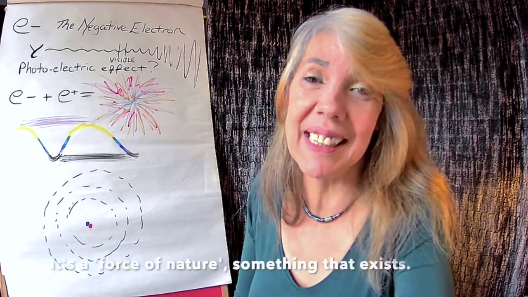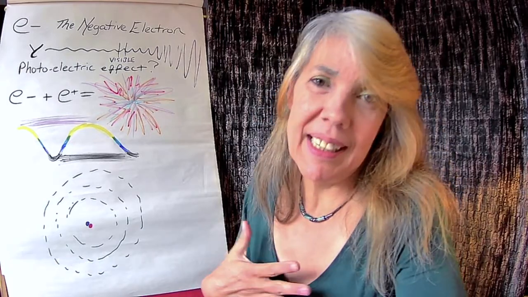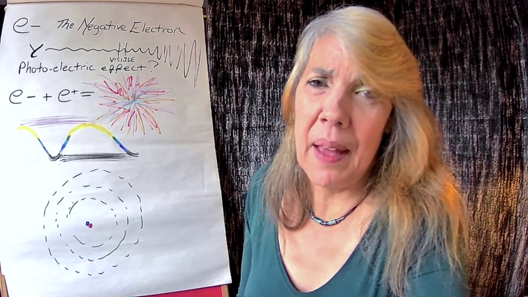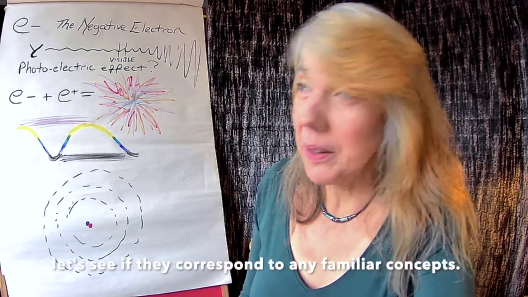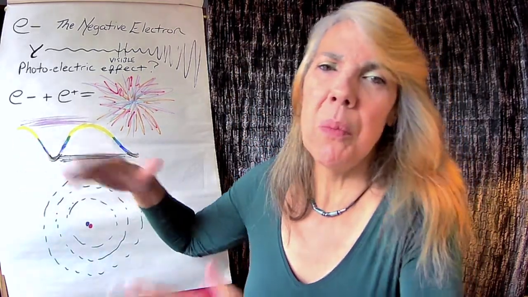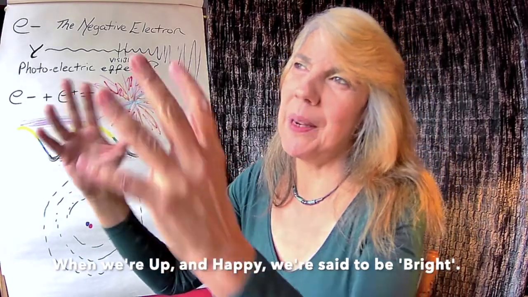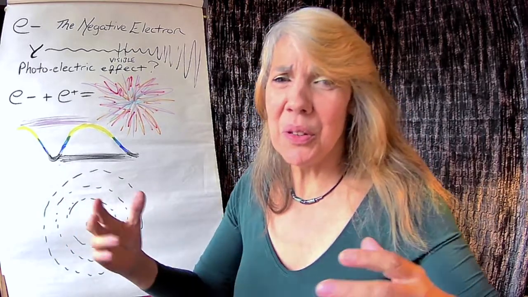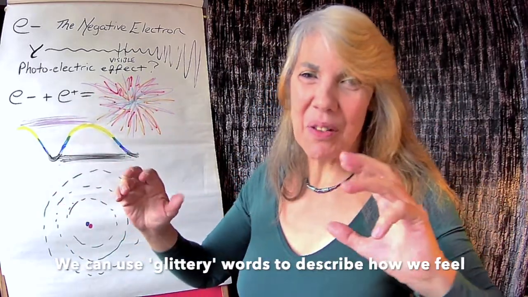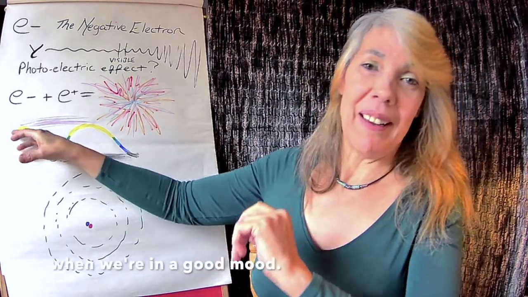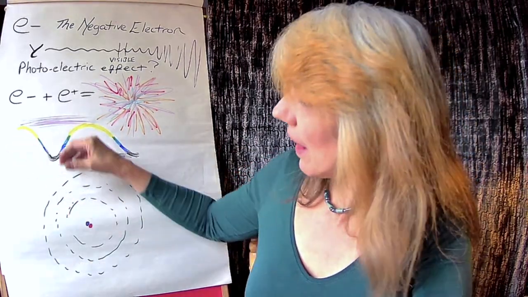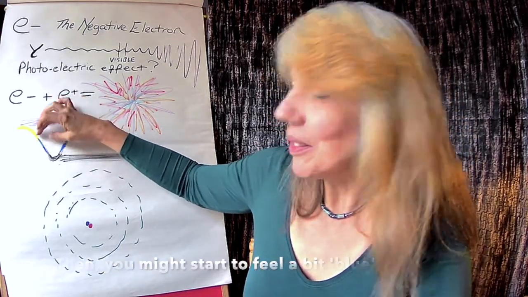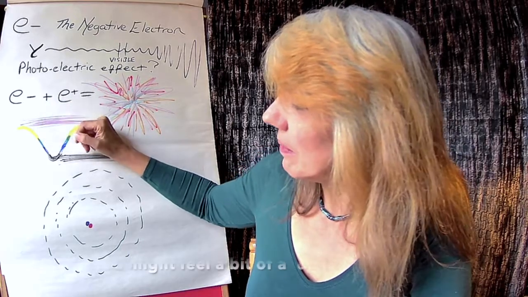It's something that exists. So if it's happening inside us, let's have a look at this diagram and see whether that might correspond to anything that we could be familiar with. When we're up, we're happy, we're bright, sunny. You can use all sorts of glittery kind of words to describe how we feel when we're up here, when we're in a good mood. And then you might start to get a little bit blue. So you're moving into this zone now.